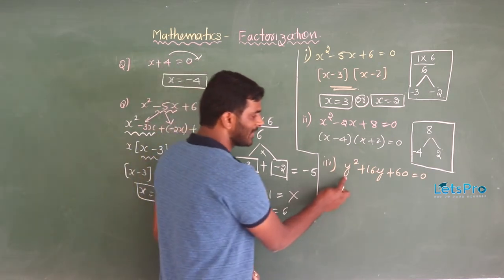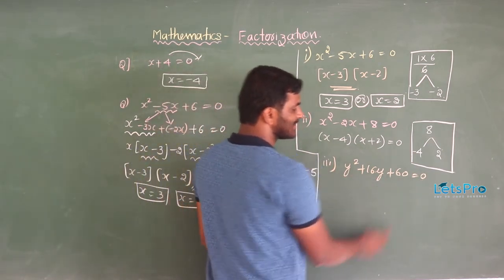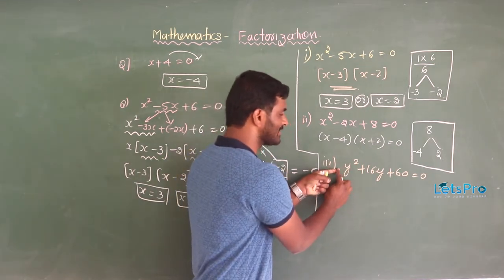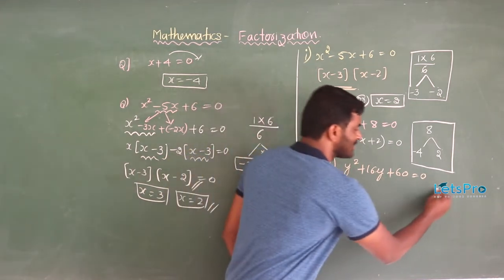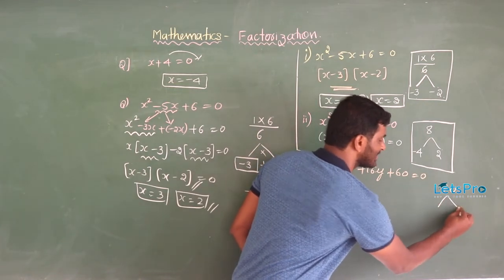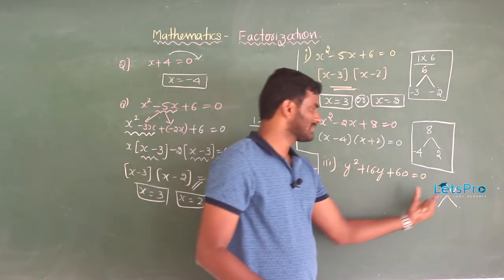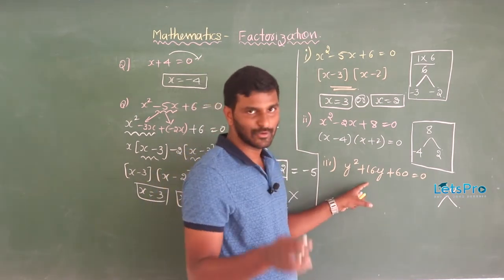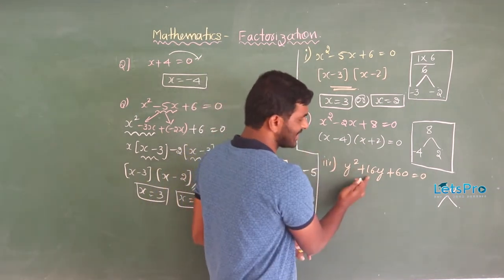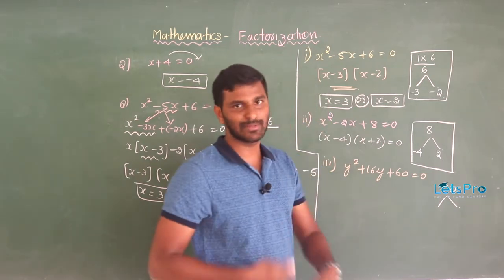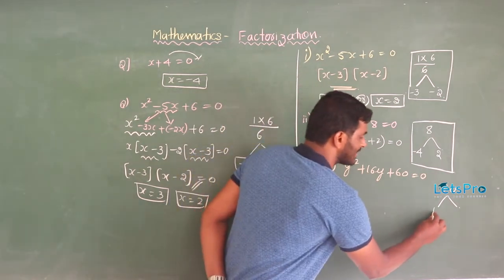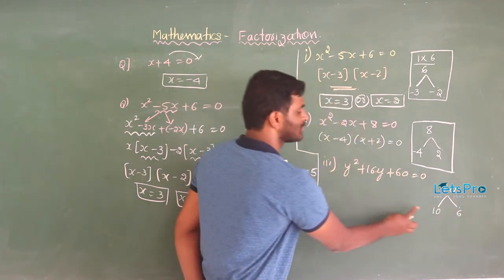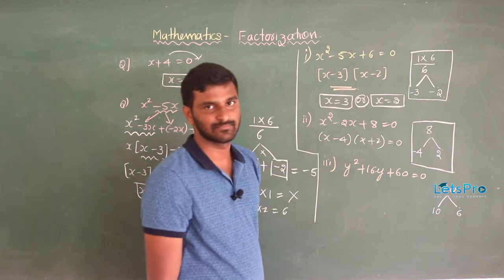Okay, so there is y square plus 16y plus 60 that is equal to 0. First we need to multiply the coefficient of y square and 60. The product of two numbers is 60, and if you add the two numbers, you have to get 16. 10 into 6, exactly 60, and 10 plus 6 exactly 16.